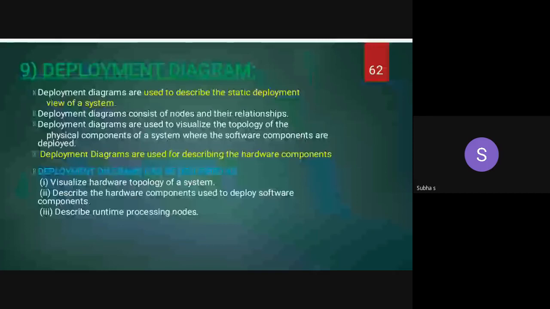Then that is the deployment diagram. Here it can be expressed: it visualizes the hardware topology of the system. It describes the hardware components used to display the software components, and describes the runtime processing. All the hardware components are put together to do some function. In order to do some function, software components are also established. Is this correct or not?